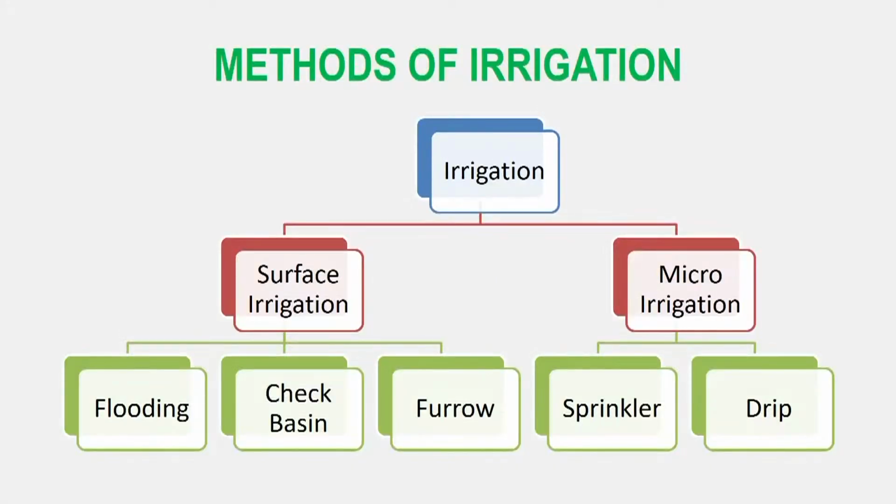Now next comes the methods of irrigation. Based on the type, irrigation is divided into two categories. First is surface irrigation and next is micro irrigation. In case of surface irrigation, there are the flooding, check basin, as well as furrow methods of irrigation, while in case of micro irrigation there are sprinkler as well as drip irrigation.